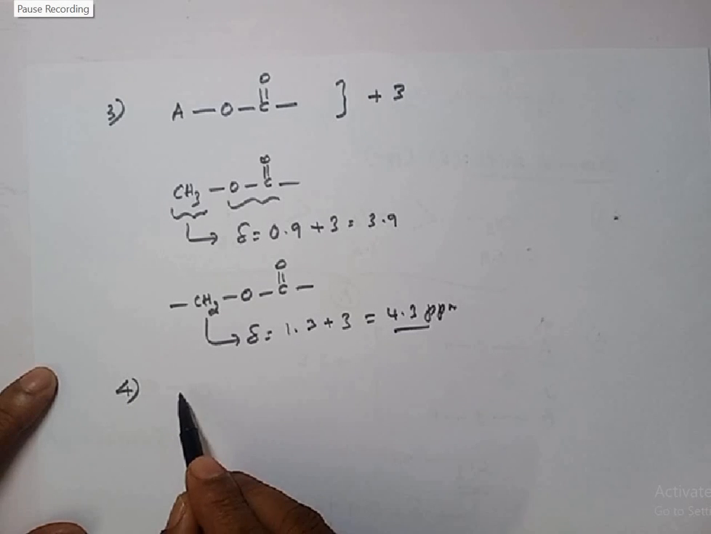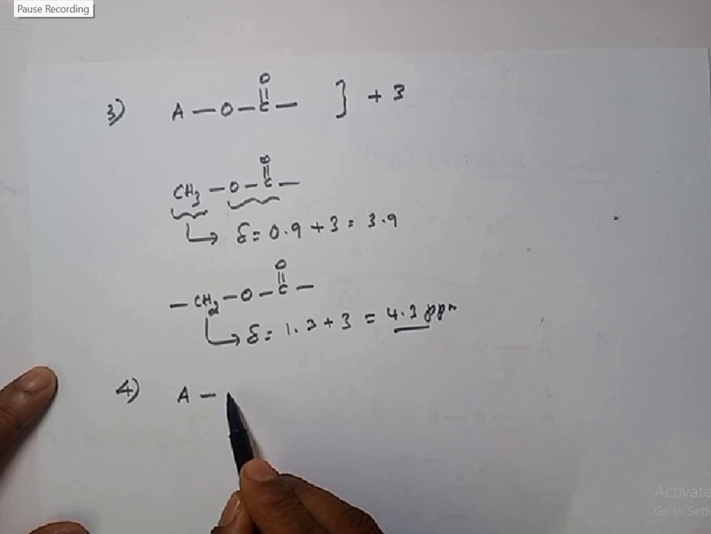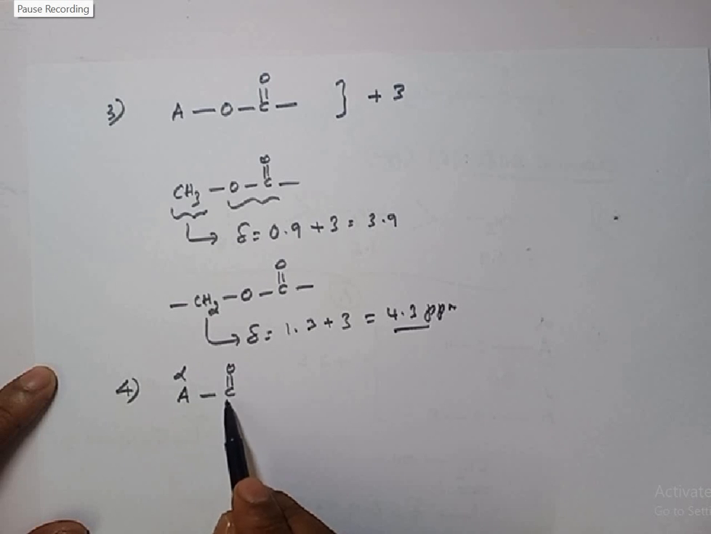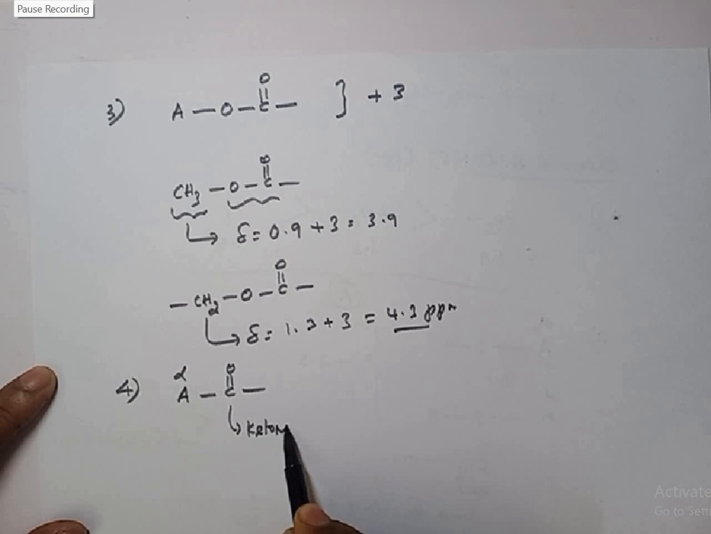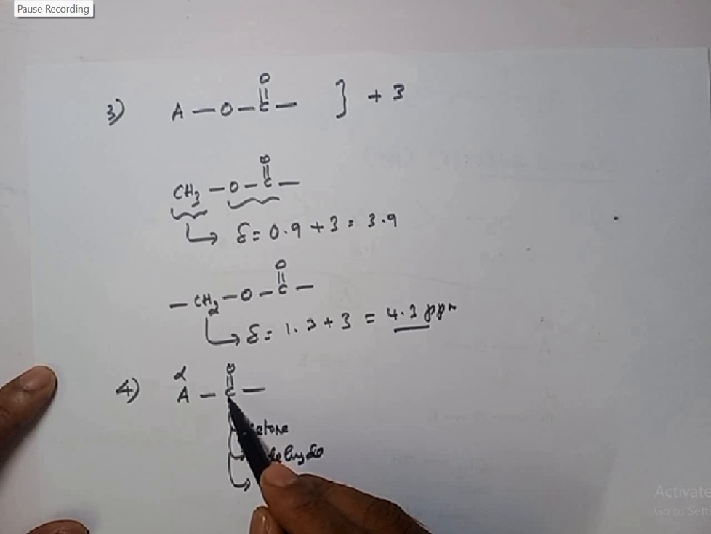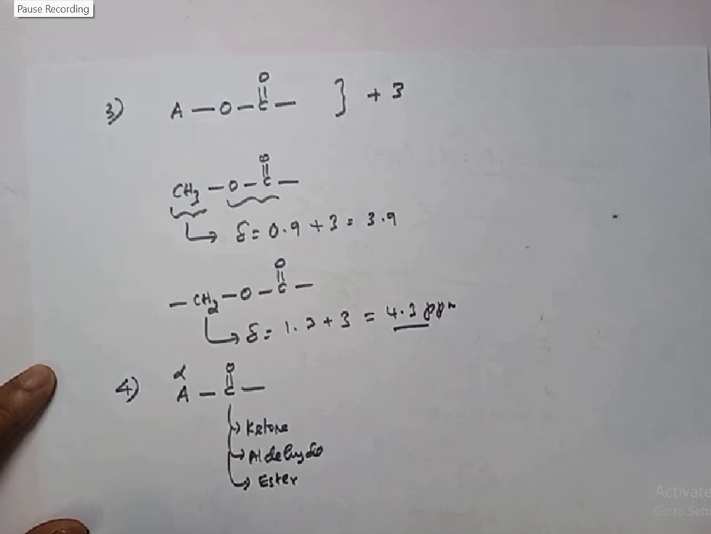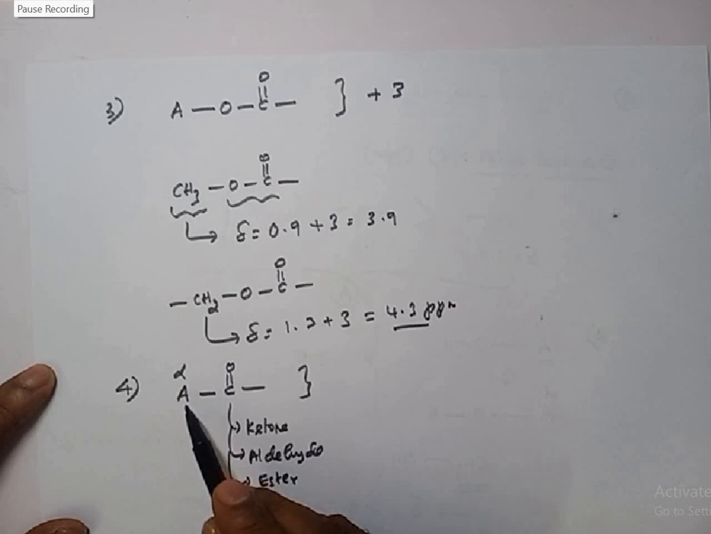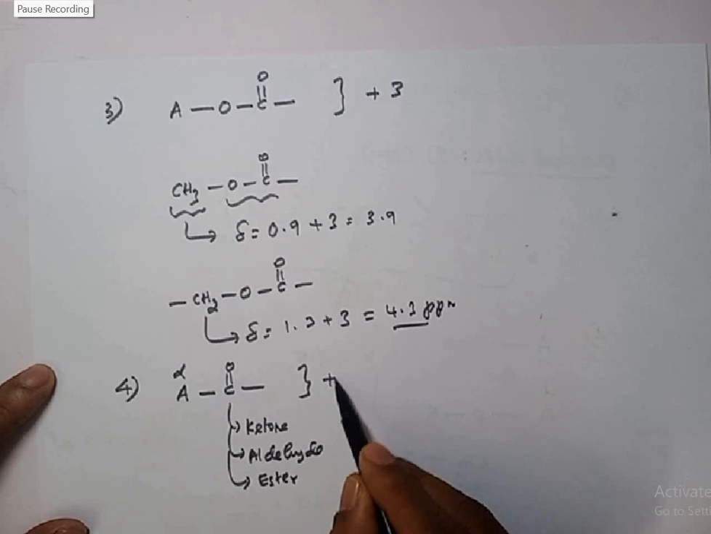Listen, suppose this A group is connected to a carbonyl group, in the alpha position. This carbonyl can be a ketone, it can be an aldehyde, it can even be an ester, whatever it is. Whether it is a keto carbonyl group, aldehyde carbonyl group or ester carbonyl group, for the chemical shift of A you should add plus 1. That's all. This is the rule.